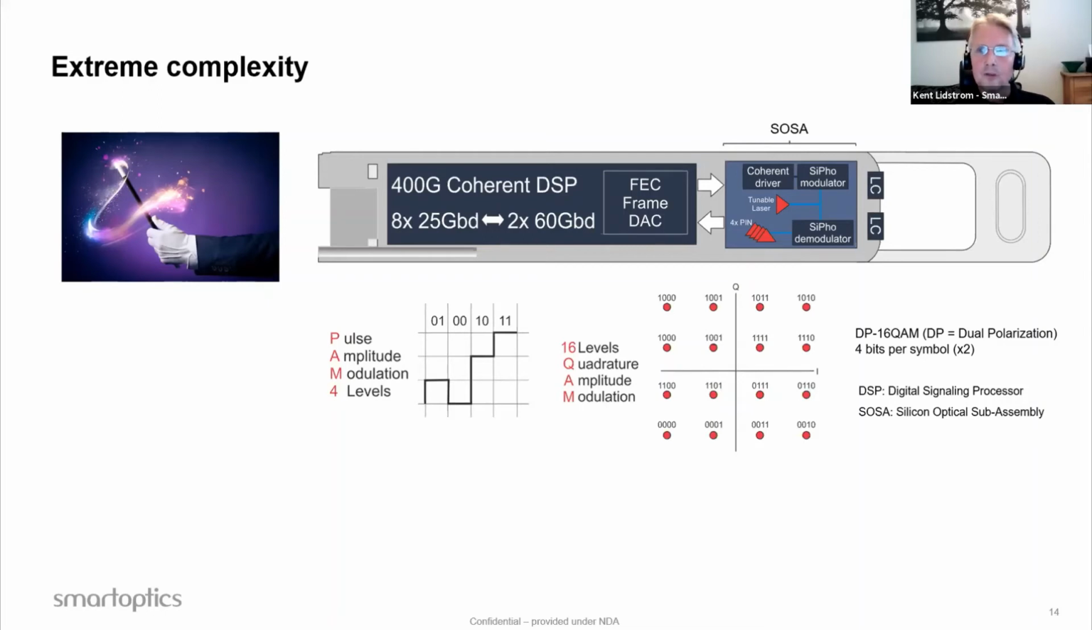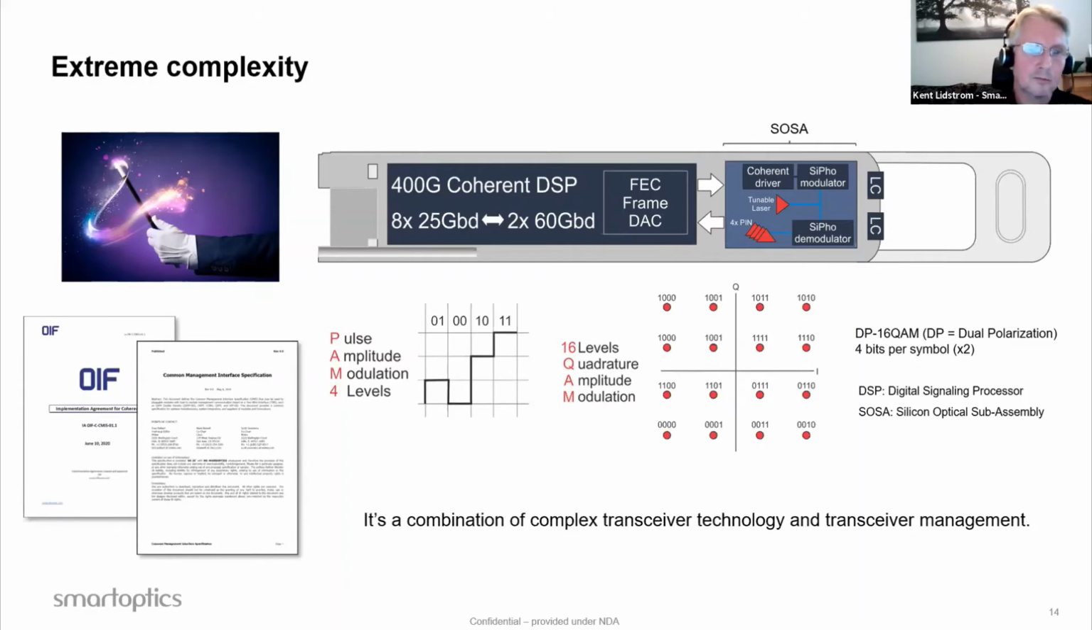The beauty of the standard here, if we go to the next slide, is how this is going to be implemented. It's covered by the Common Management Interface Specification, CMIS, and especially on the OIF-based 400ZR, it's a very detailed specification. It specifies how the optical interoperability should be done, how the electrical interoperability should be done, and the entire register map is also specified in this CMIS specification.